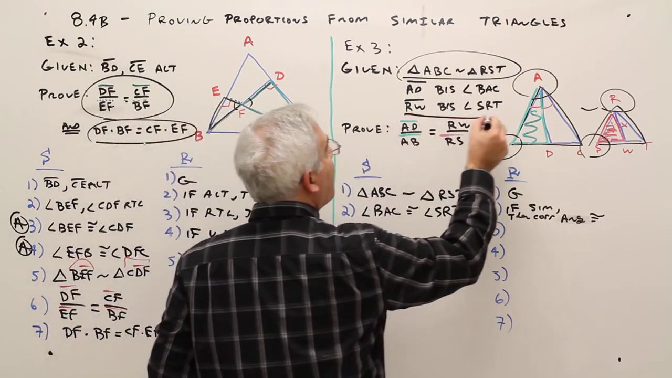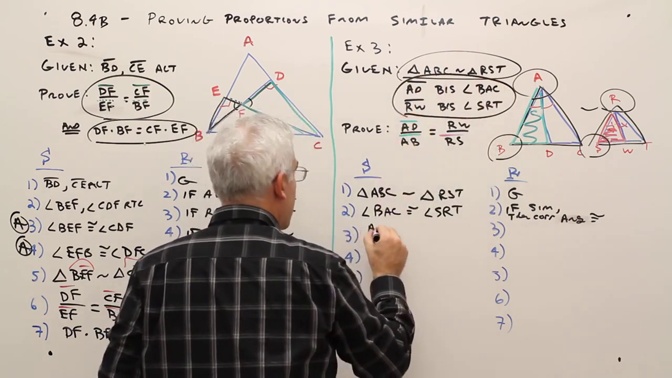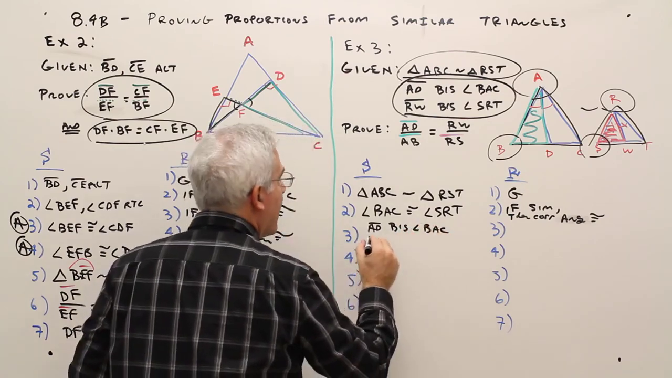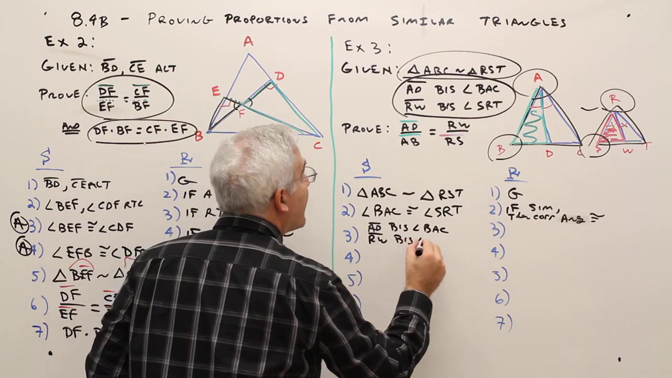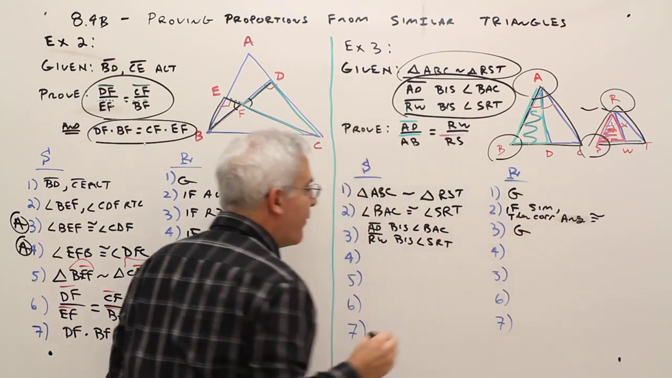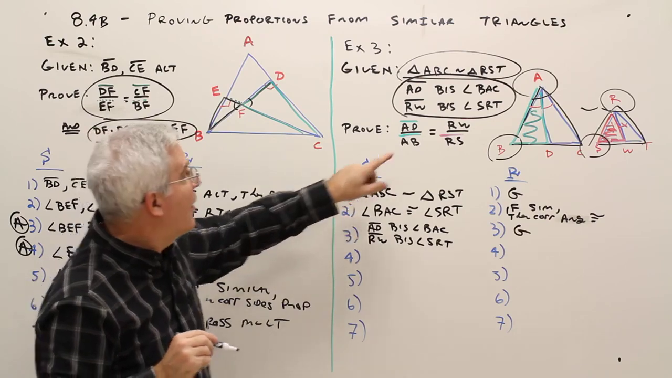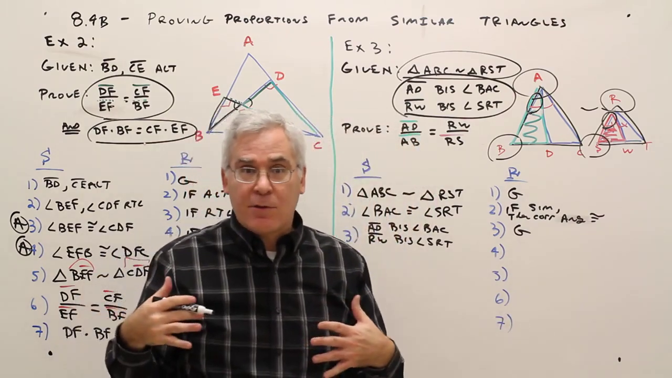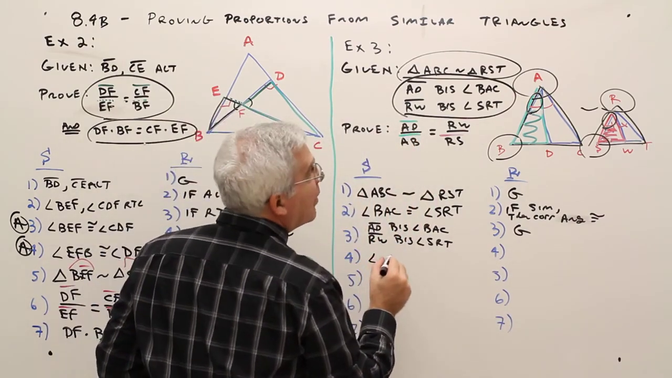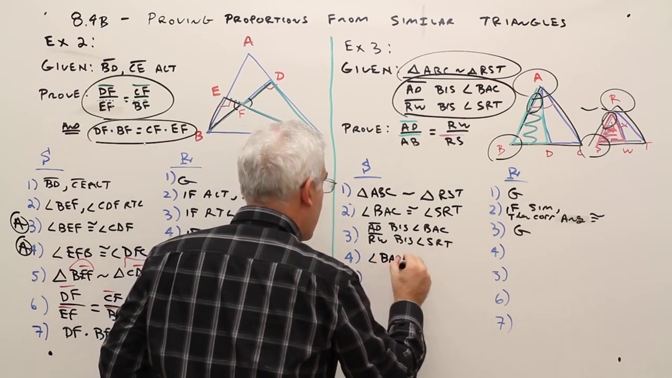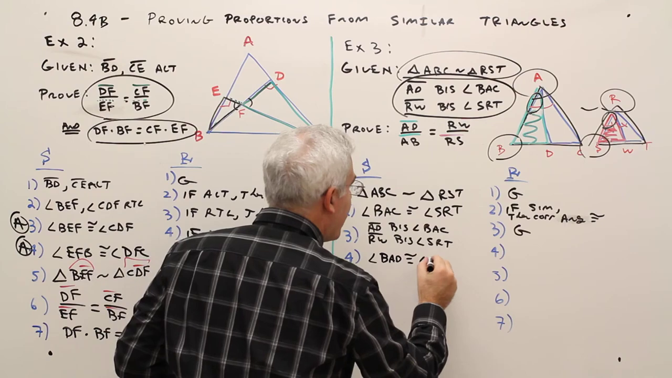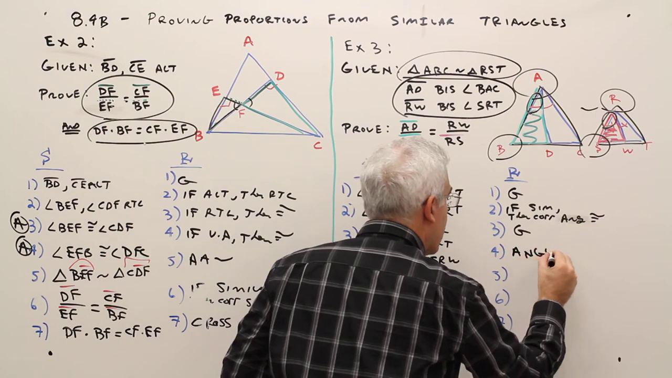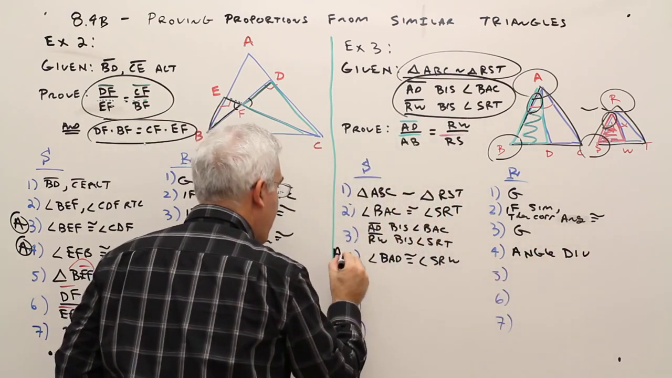Then I'm going to list this stuff right here. AD bisects angle BAC. RW bisects angle SRT. That was given. And then based on this and this, I'm going to get these smaller angles to be congruent by like divisions of angles. So I'll get angle BAD to be congruent to angle SRW by our old friend angle division. Whew. All of that for that.